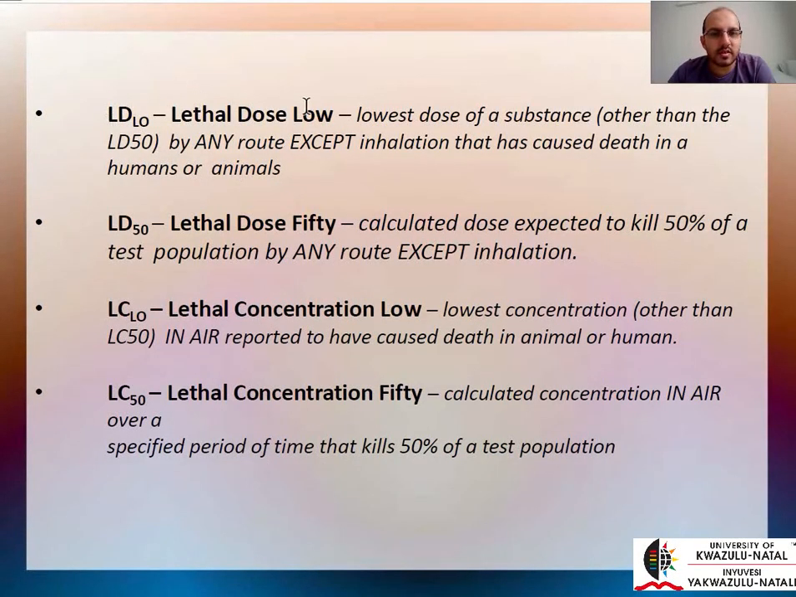So lethal dose low, that's the lowest dose of a substance by any route except inhalation that can cause death in a human or an animal. So it's quite an important measure. Lethal dose 50 refers to the calculated dose expected to kill at least 50% of a test population by any route except inhalation. So that's LD low and LD 50.